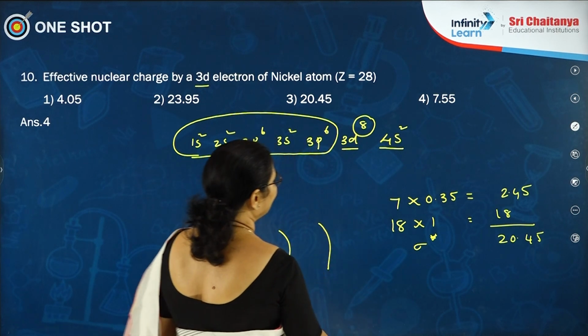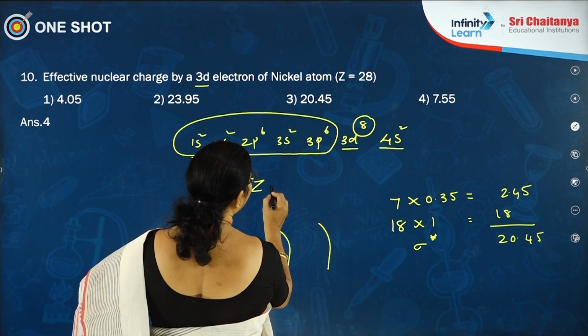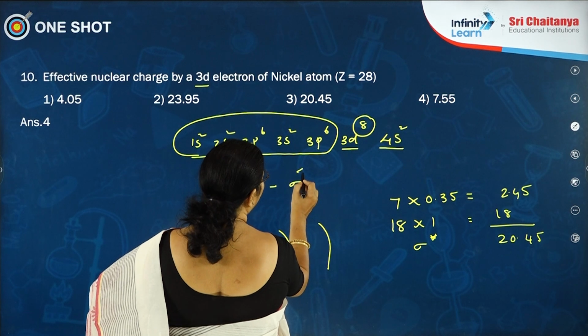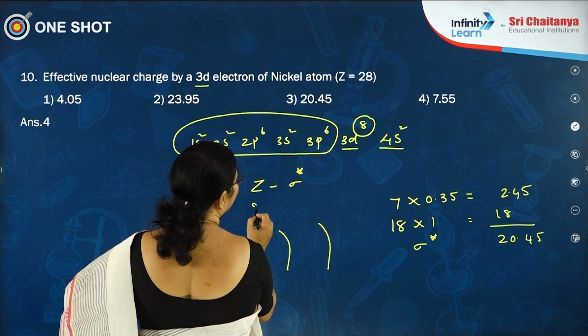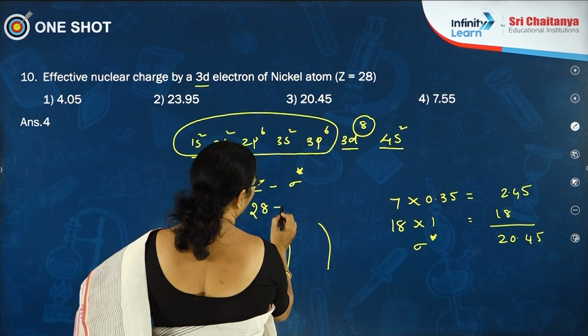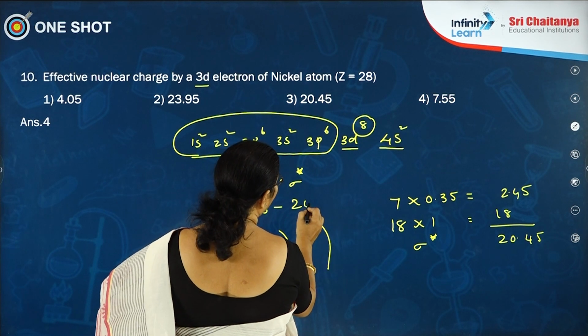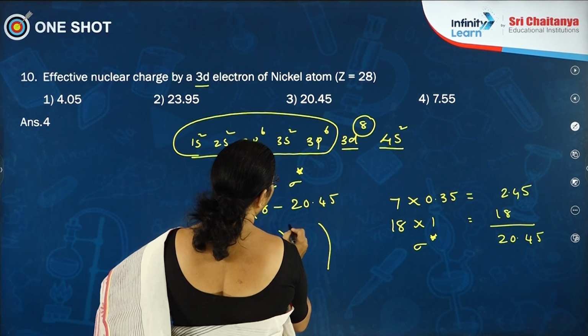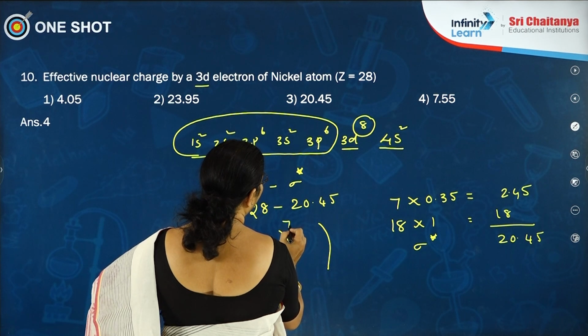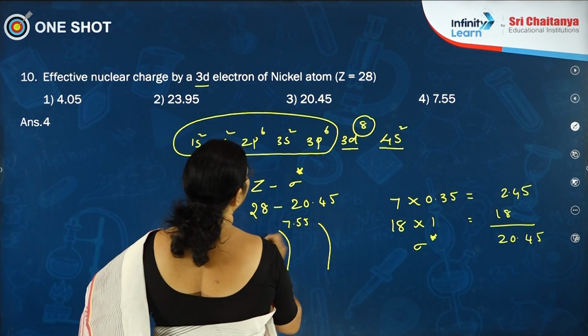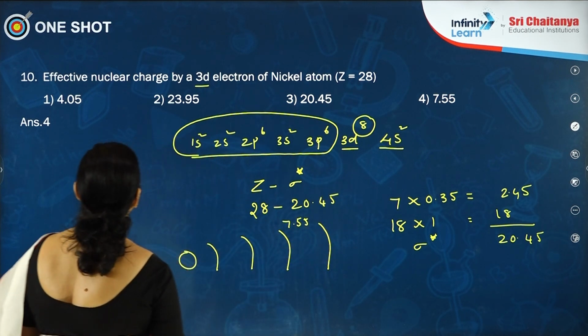But what is asked? Effective nuclear charge. So, Z minus sigma star. The atomic number of nickel is 28, minus sigma star, which is 20.45. So, the answer will be 7.55. See the answer? Fourth option. Next.